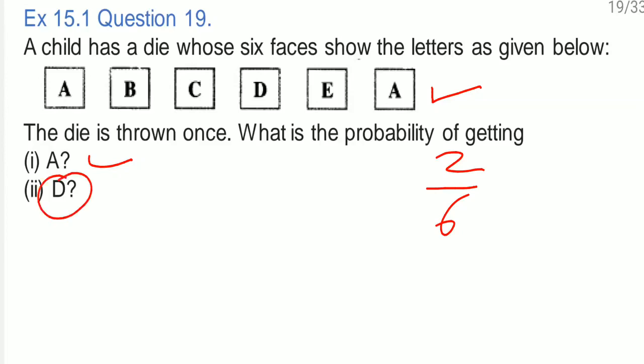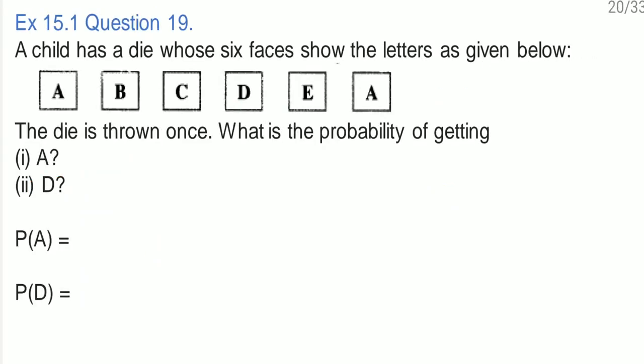And the probability of getting D is what? D is coming only once. So it will be 1 by 6. See, but we'll write it this way: probability of getting A is equal to 2 by 6, which is nothing but 1 by 3, and probability of getting D is just 1 by 6.